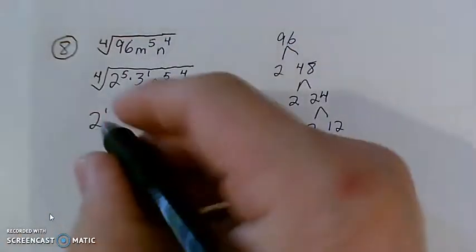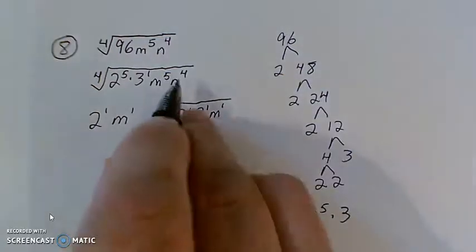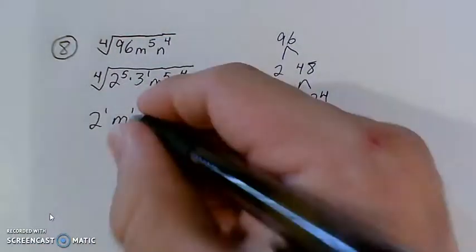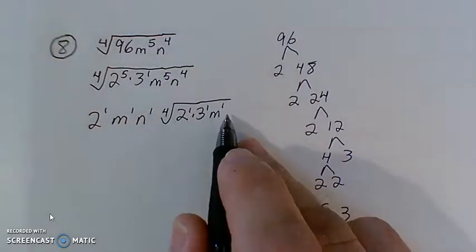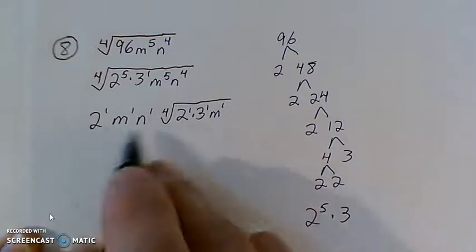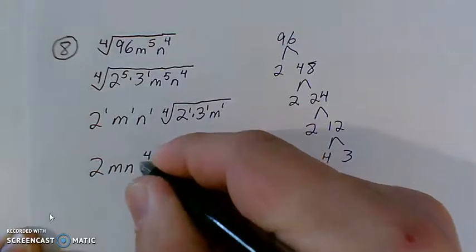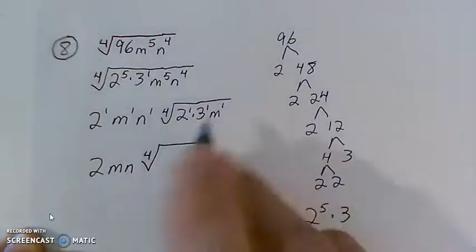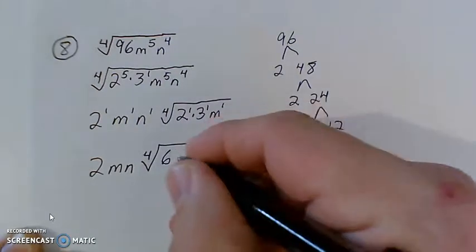5 divided by 4, that's m to the 1st power and a remainder of 1. 4 divided by 4, that'll be n to the 1st power outside. There is no remainder, so n will not be in here. At this time, let's go ahead and just rewrite this. 2 to the 1st, m to the 1st times the fourth root. 2 to the 1st times 3 to the 1st will be 6, m to the 1st.